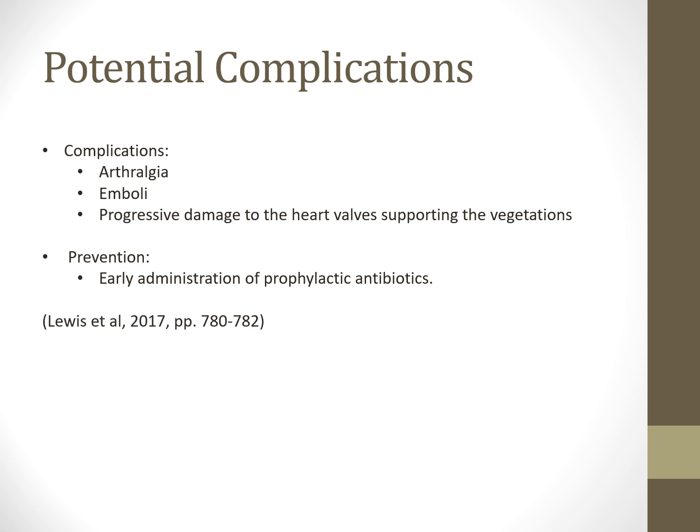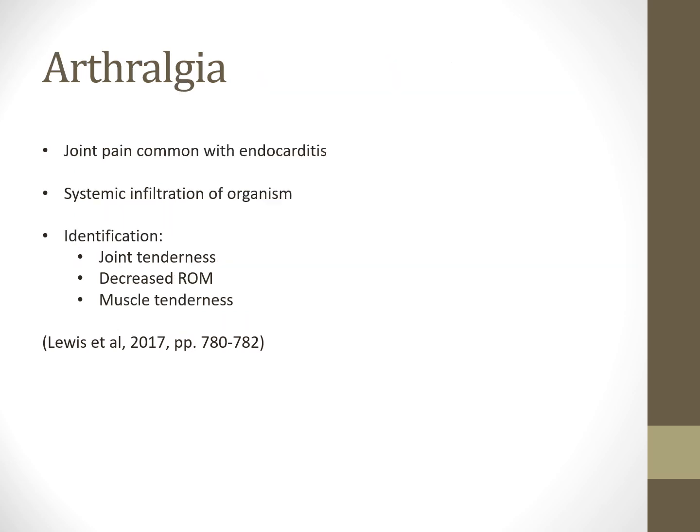Arthralgia, emboli, and progressive damage to the heart valve supporting the vegetations are common complications associated with endocarditis. All 3 conditions can be prevented from either initiating or progressing through the early administration of prophylactic antibiotics. Arthralgia, or joint pain, is a common occurrence with endocarditis and occurs from the systemic infiltration of the organism causing the infection. Identification of arthralgia includes observing the patient for joint tenderness, a decreased range of motion, and muscle tenderness. Additionally, the patient can be examined for Osler's nodes, splinter hemorrhages, and petechiae.